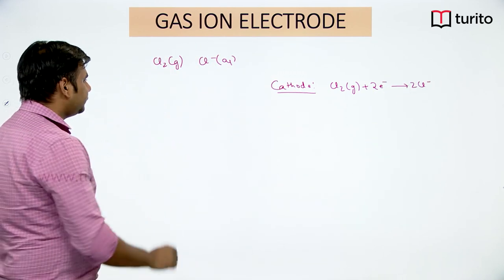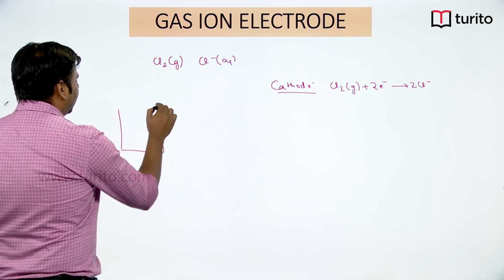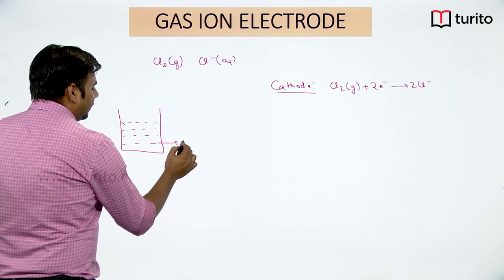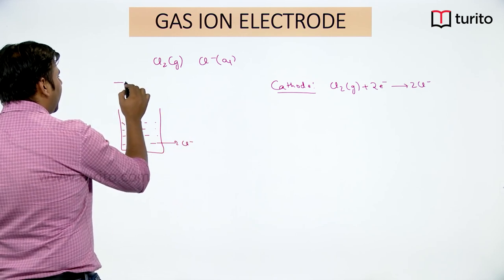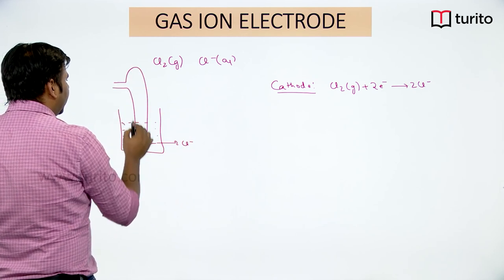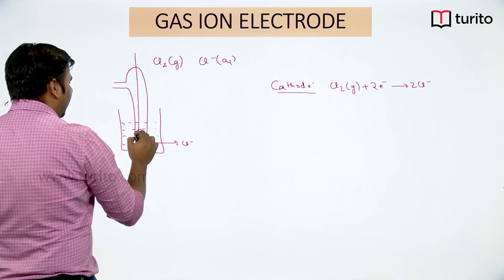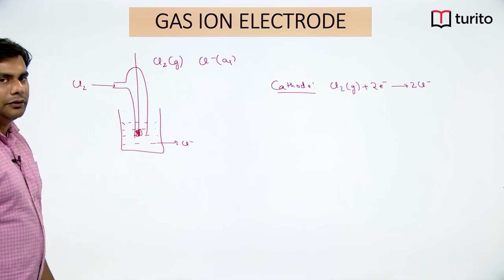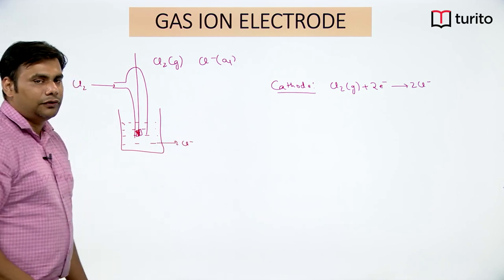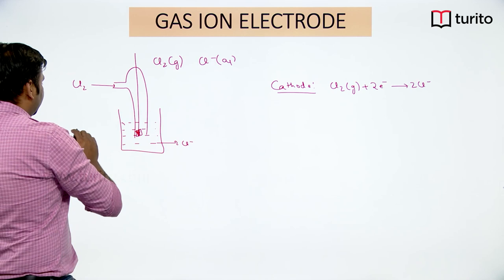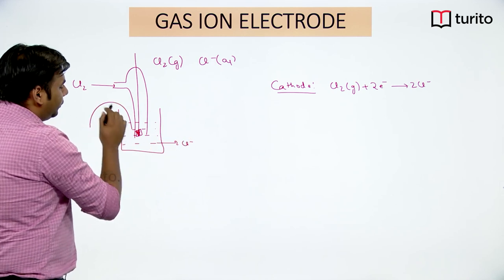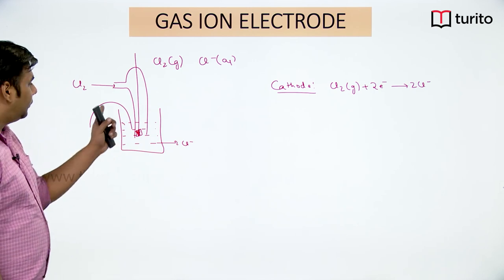So what we have to do is take a container in which there is a chloride ion, and we can bubble chlorine gas into it. So we are having a platinum wire, okay? So we are bubbling chlorine gas into it, okay? If it acts as a cathode, we know that it will be present on the right hand side. So we'll enter into this through a salt bridge.